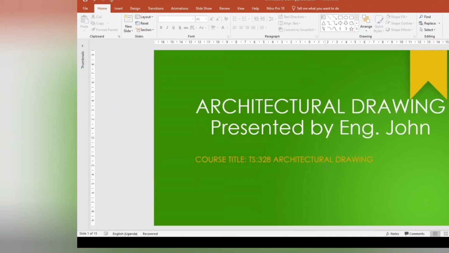Today, I am going to take you through an architectural drawing presentation which is specifically going to be looking at drainage. So we are going to be tackling different questions about drainage, as we are going to see in the upcoming videos. So let's start with this one.